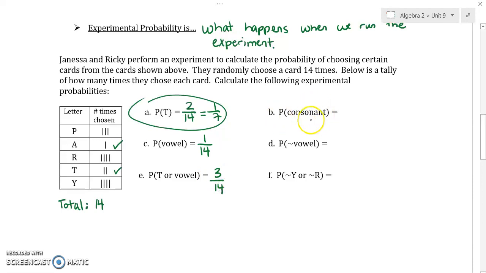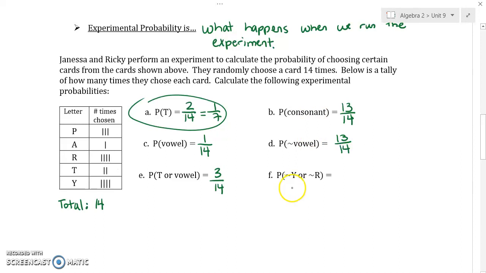What's the probability of me getting a consonant? So that's everything but A. So if I just take that one out, that's 13 out of 14. And what's the probability of me not getting a vowel again? These are the same questions ultimately. It's 13 out of 14 again.